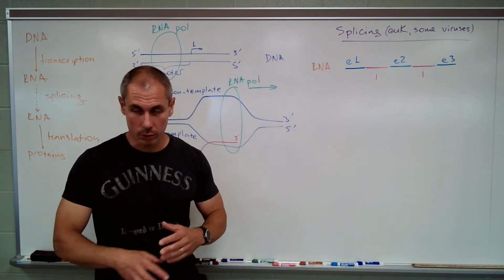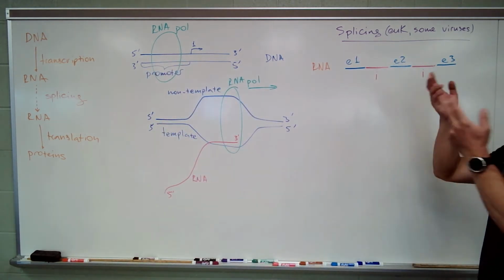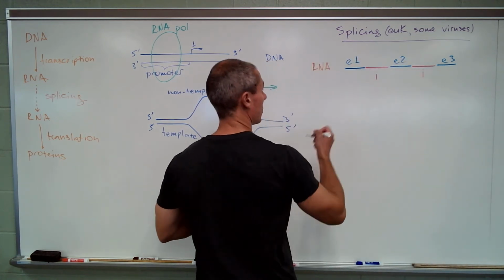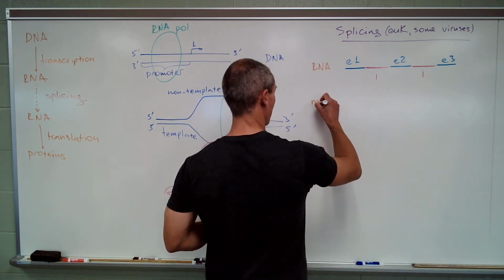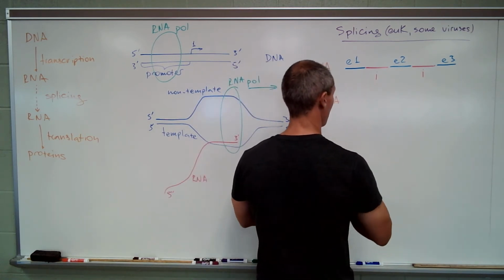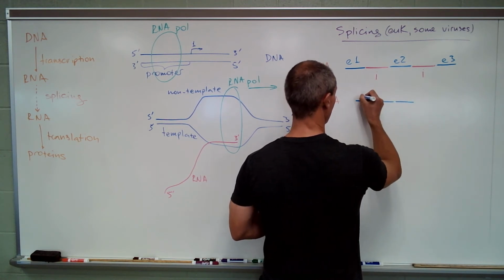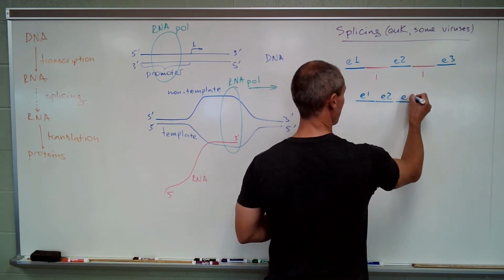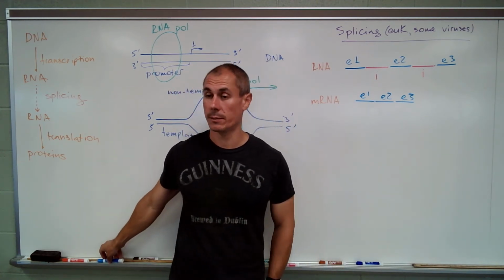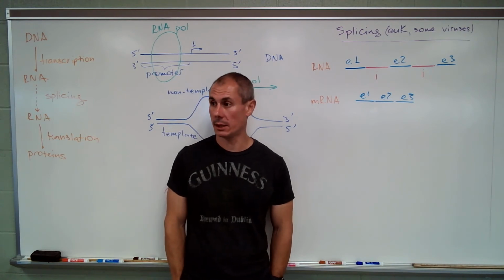We're not going to go into molecular mechanisms, but basically introns are removed and exons are stitched together so that the RNA transcript becomes a proper mRNA, with exons being stitched together and introns being thrown out. Does that make sense?